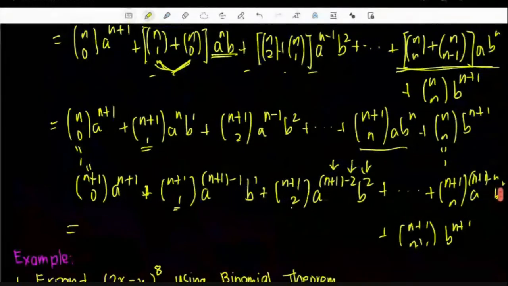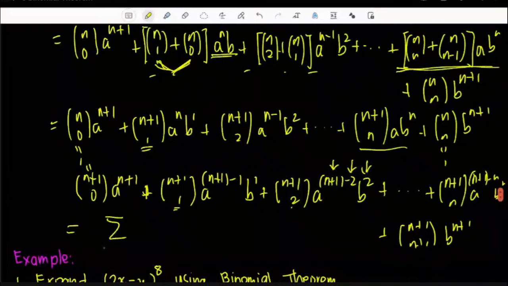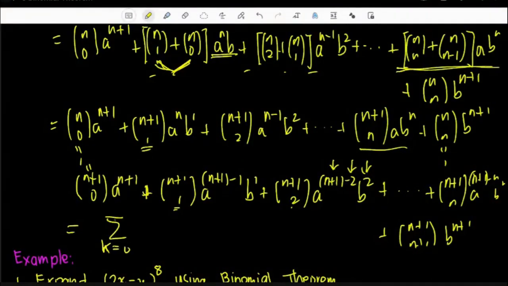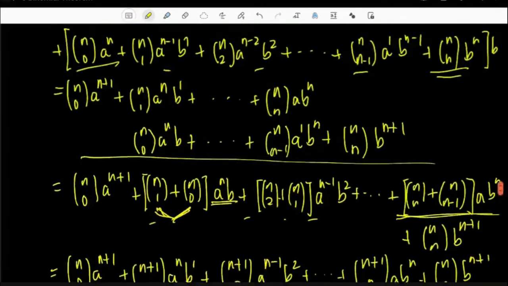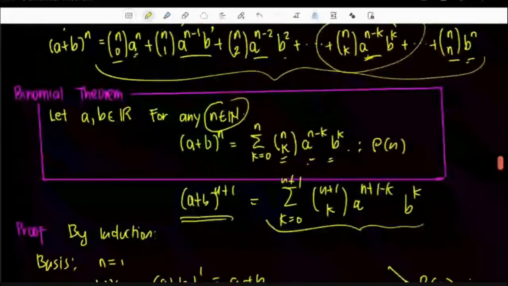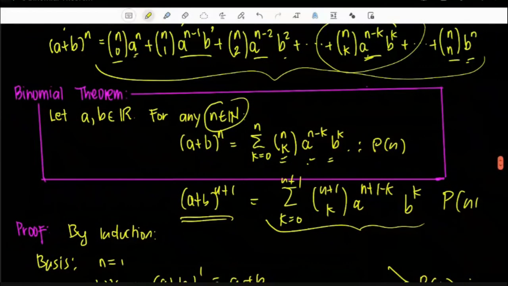Right? This is summation. Tama? K equals 0 to n plus 1 ng n plus 1 taken k, a to the n plus 1 minus k, b to the k. But this is exactly the right-hand side. Tama? Ano ibig sabihin? Therefore, p of n plus 1 is true.